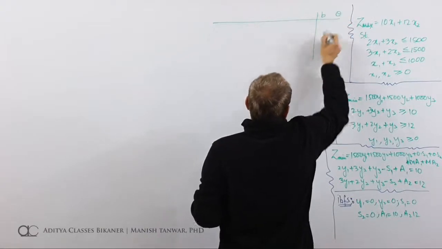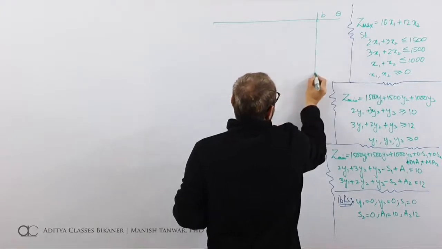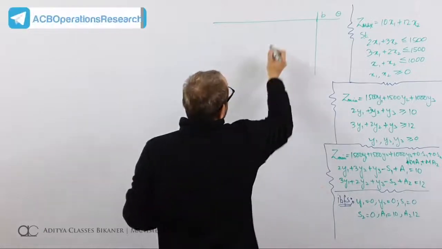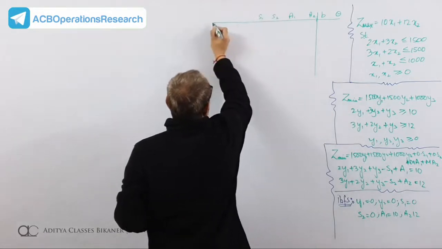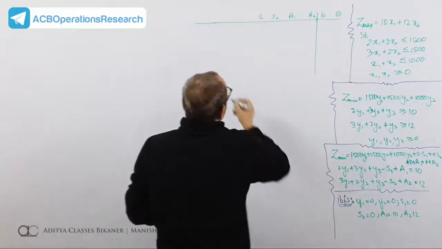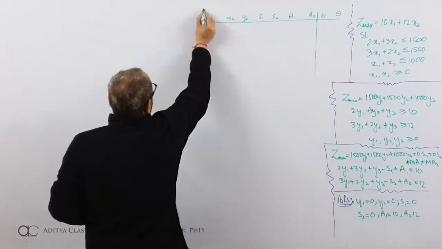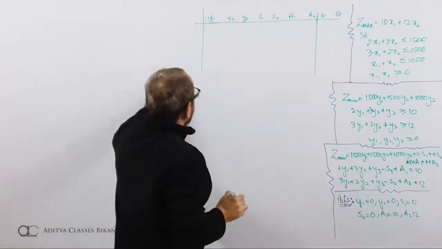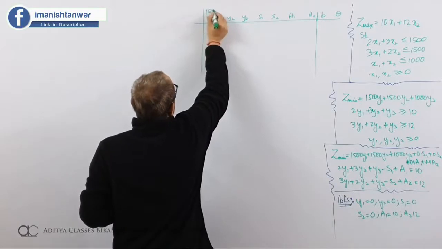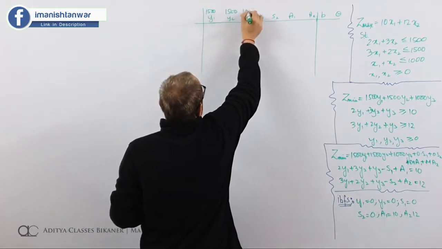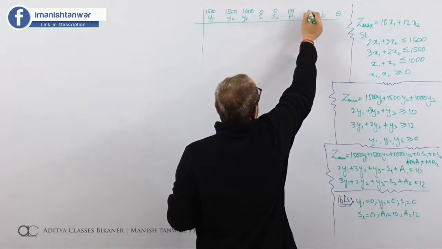We have b and theta. And there are a lot of variables this time. We have a1, a2, s1, s2, and y1, y2, y3. What are the contributions? 1500, 1500, 1000, 0, 0. Minimization giving me a plus M. This is big M method.